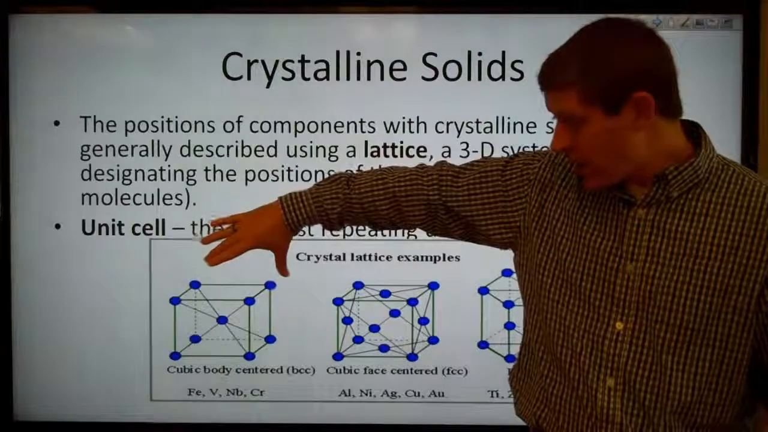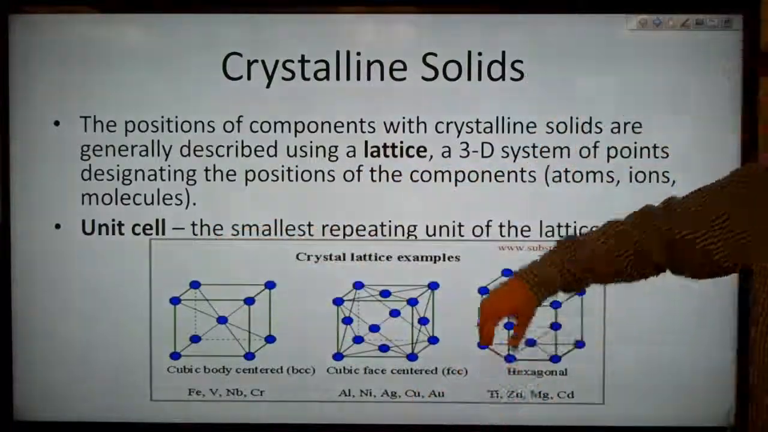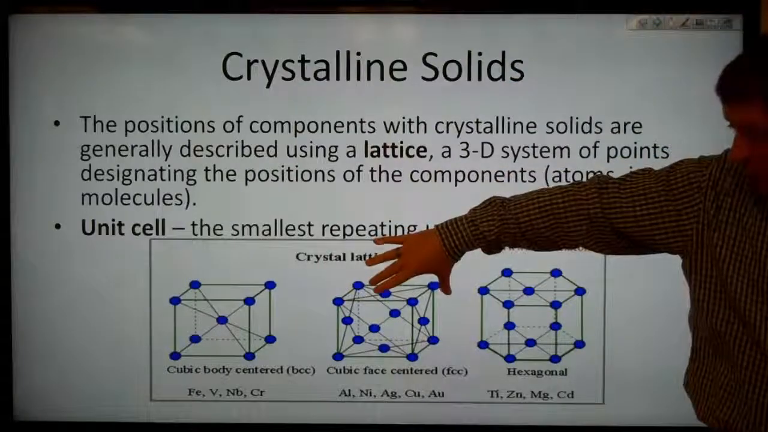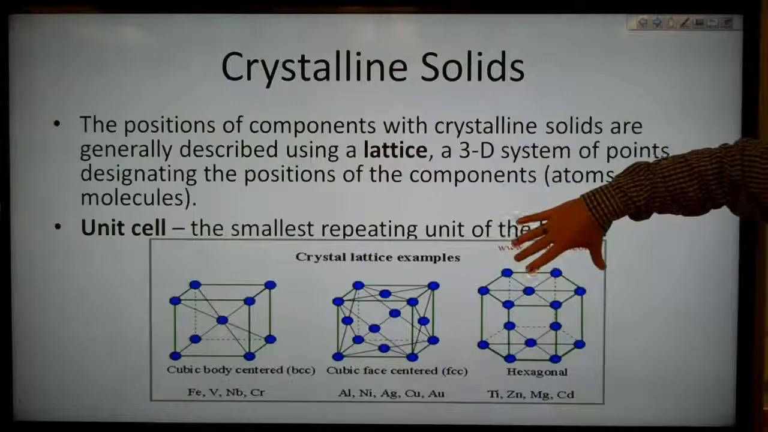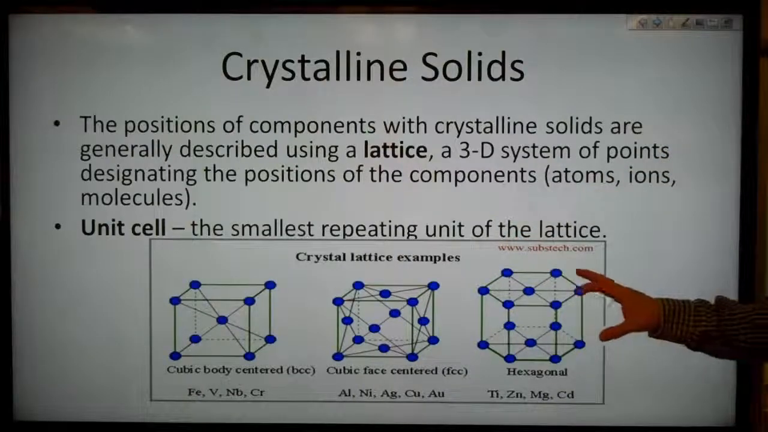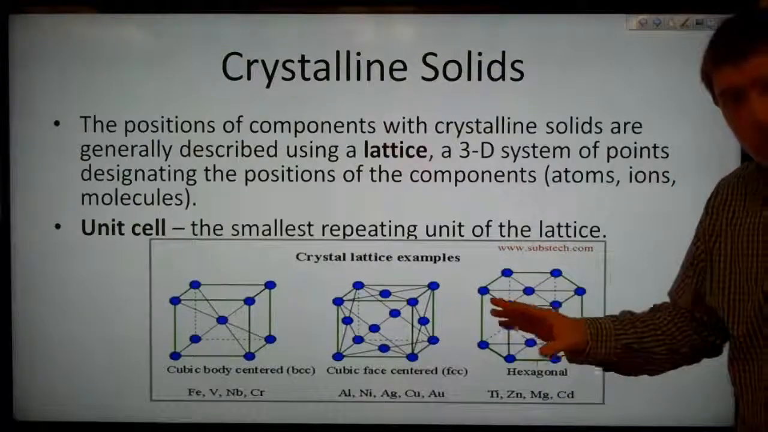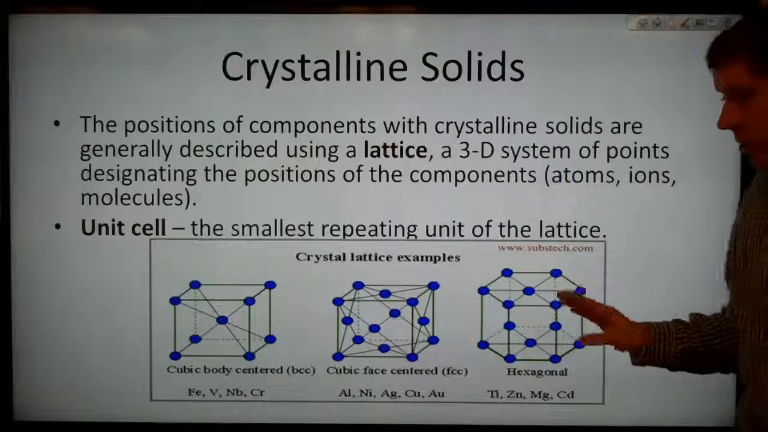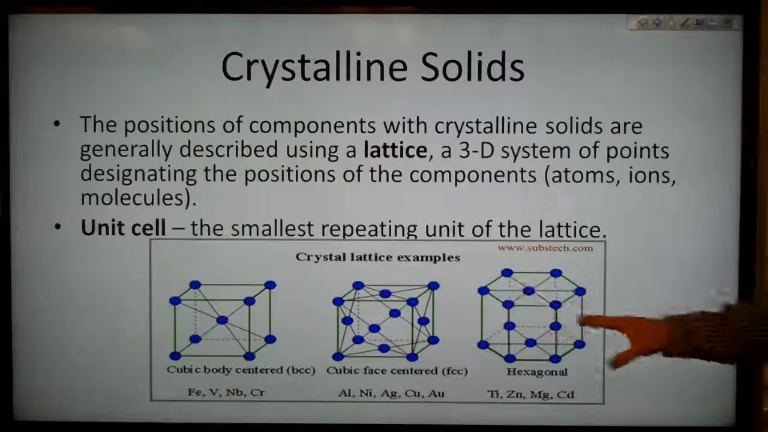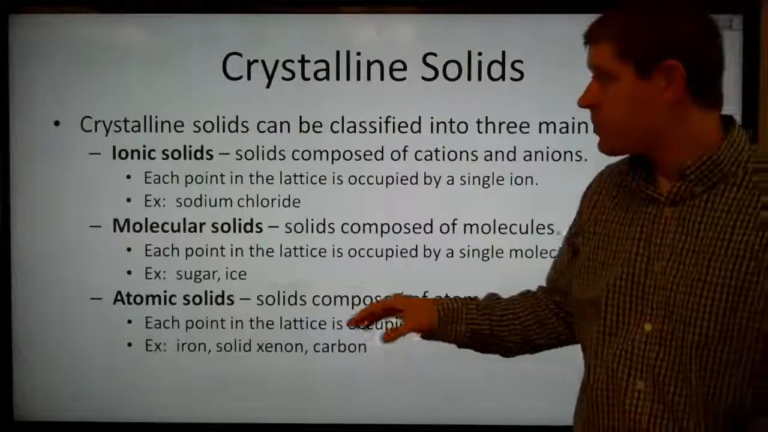This is the cubic body-centered or body-centered cubic lattice. This is the face-centered cubic or cubic face-centered lattice. This is a hexagonal close-packed lattice. So we have different sorts of structures, and the properties of those structures will vary depending on what exactly is composing the structure and which structure it is. But they're all different lattice types, and there are many more lattice types as well.